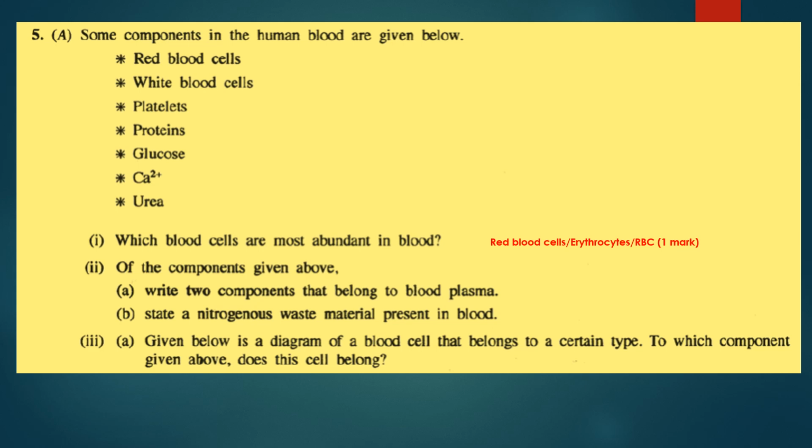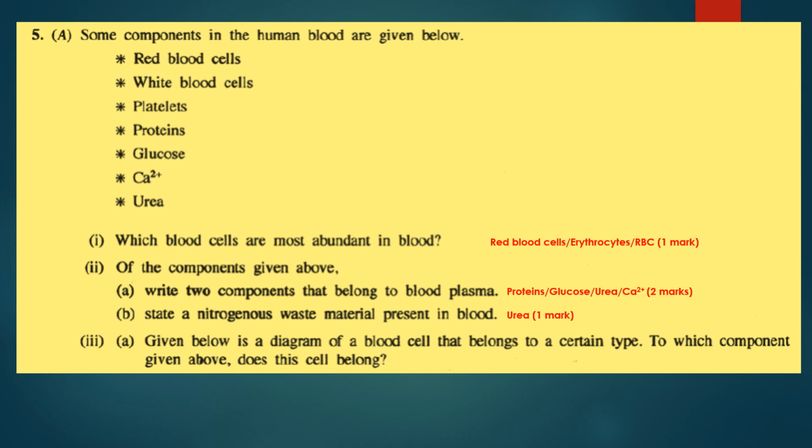Part 2. Of the components given above, A. Write 2 components that belong to blood plasma. Proteins, glucose, urea, calcium ions. For any 2 answers, you can earn 2 marks. Part B. State a nitrogenous waste material present in blood. Urea, you can earn 1 mark.